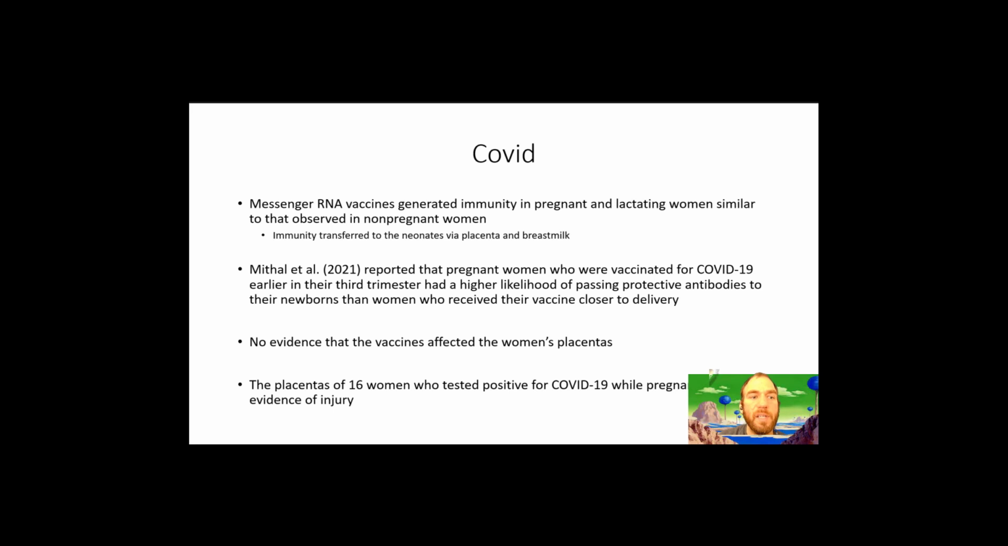And finally, COVID. Messenger RNA vaccines generated immunity in pregnant and lactating women, similar to that observed in non-pregnant women. So the idea here is that breastfeeding may pass immunity to neonates. And there's no evidence that vaccines affect women's placentas. The placentas of 16 women who tested positive for COVID-19 while pregnant showed evidence of injuries. So the idea here is vaccines don't harm a placenta. However, getting COVID does put you at risk for harming a placenta.